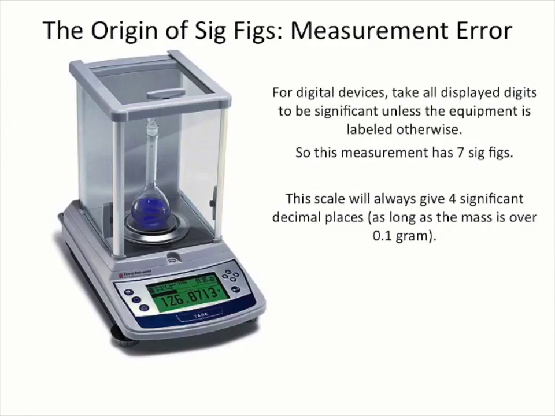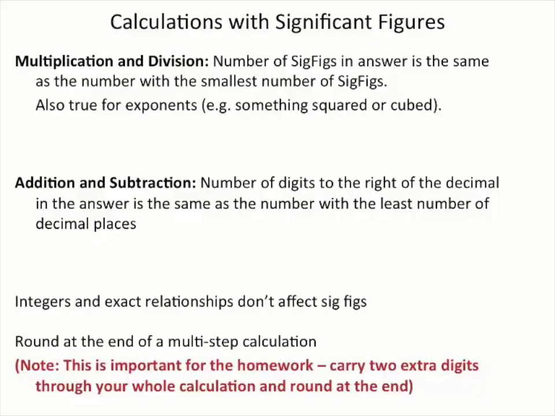Now, when you're reading off a digital device in the lab, you just take all the numbers that are on the scale and call those all significant. Never remove numbers from your measurement. Don't look at this 126.8713 and say 126.87, whatever. If you're going to write down the number, write down all the numbers.